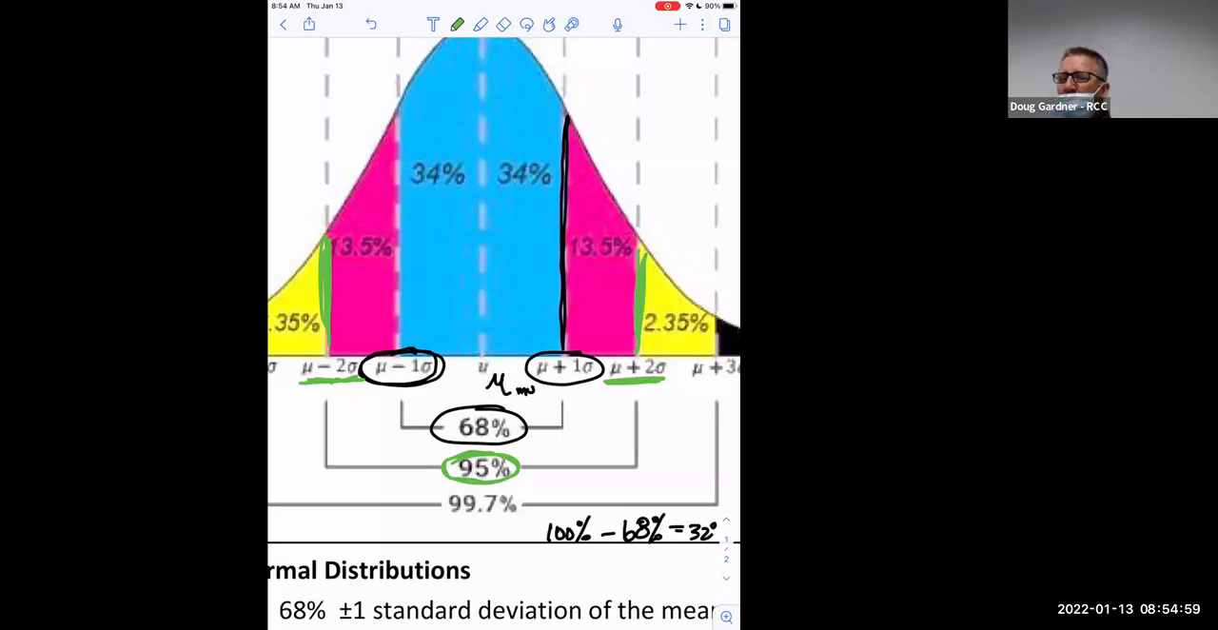Now, you may wonder a little bit, and I'm going to show you just a hair of this, but you may wonder, like, how did somebody come up with those numbers? Like 68%, 95%, where did that come from? Well, it turns out that's something calculus gave us.